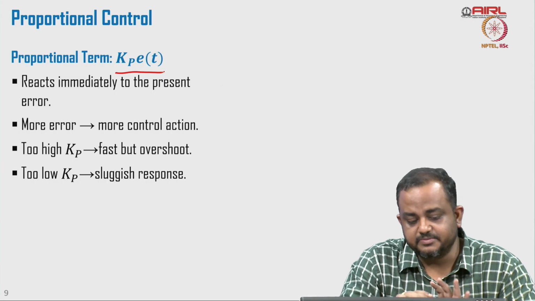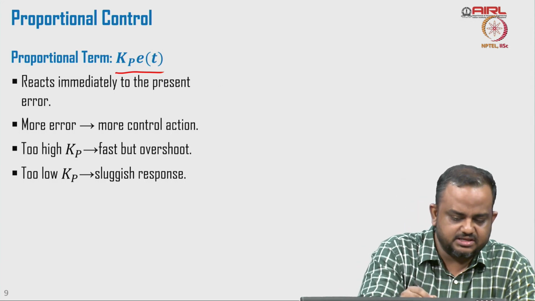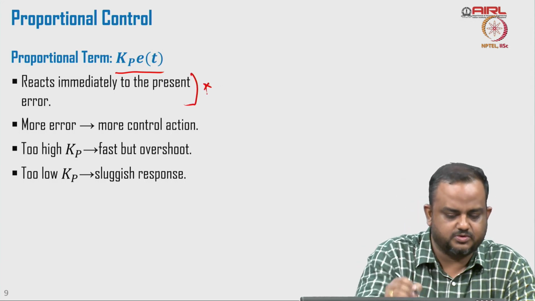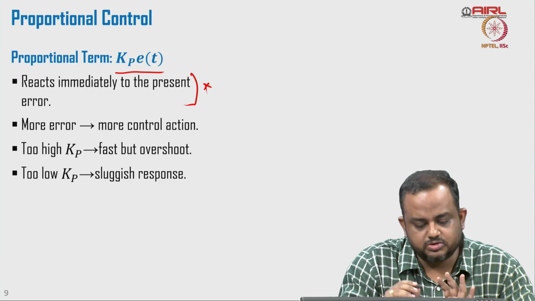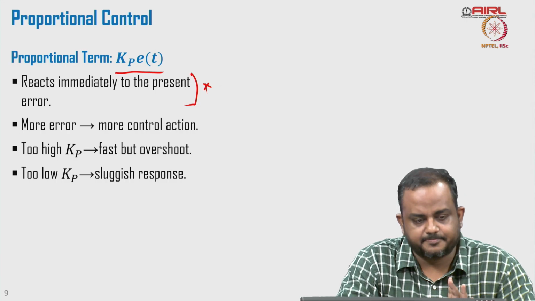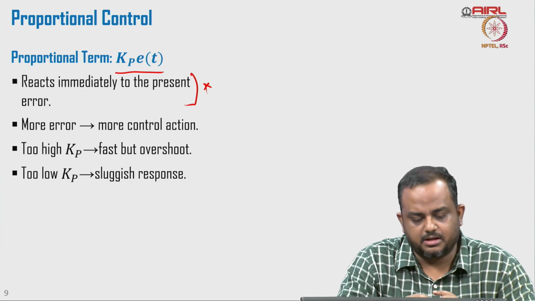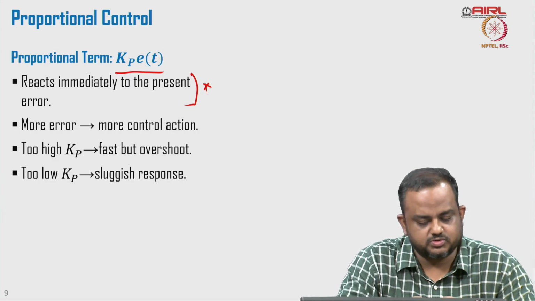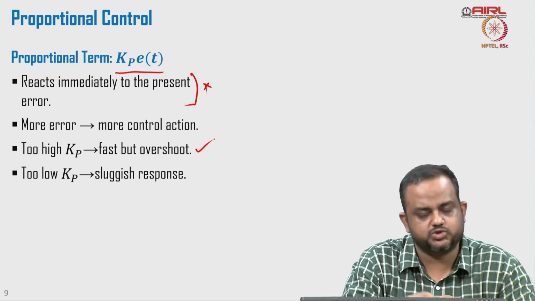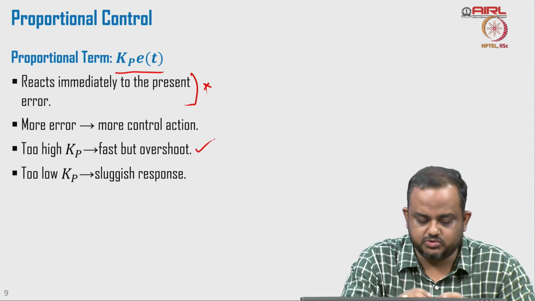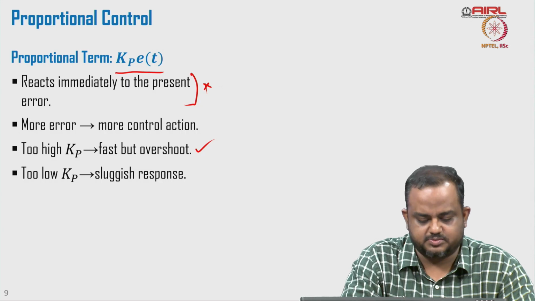It reacts immediately to the present error. This is very important to note. The more error, the more control action the proportional control will take. If Kp, the gain of the proportional control, is too high, then we get a fast response, but overshoot may happen. If it is too low, then we will get a sluggish response.